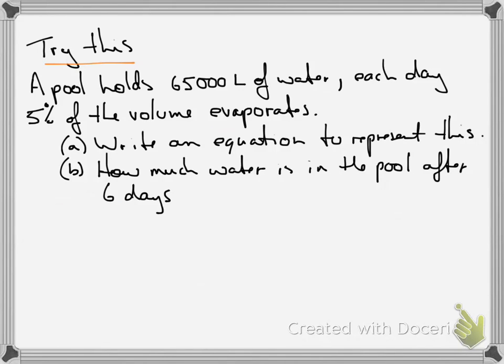Okay, here's a question that you can try. A pool holds 65,000 litres of water. Each day 5% of the volume evaporates. Part A says write an equation to represent this, and part B, how much water is in the pool after 6 days. Now clearly there's a relationship between volume and the days. So the key parts of this are volume and day, so they are going to be your two variables.